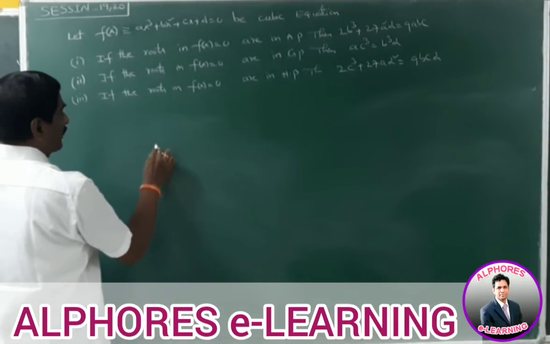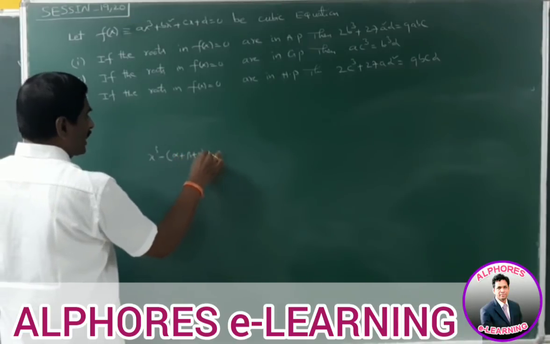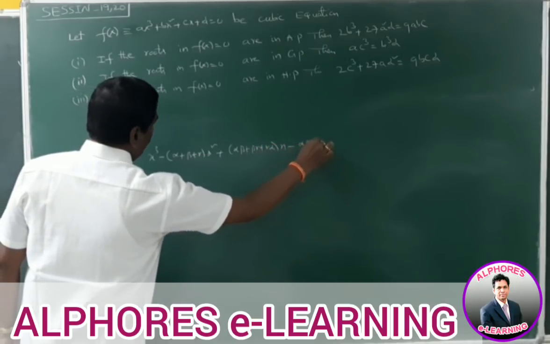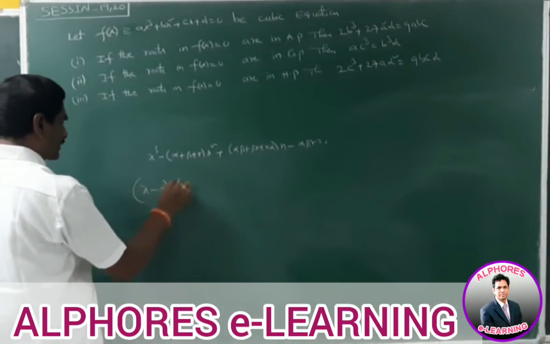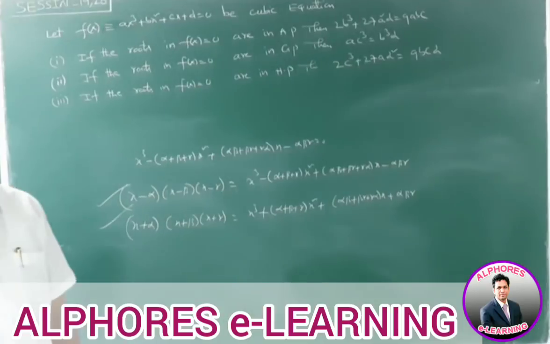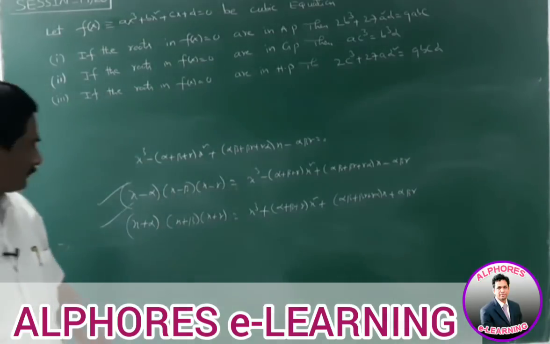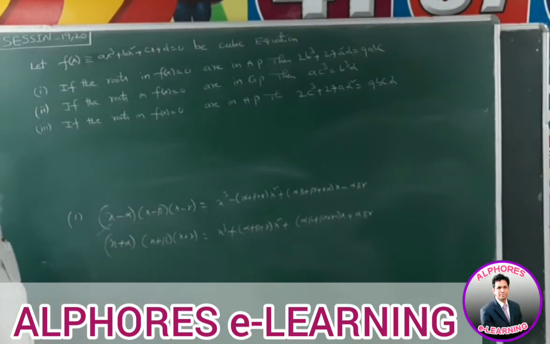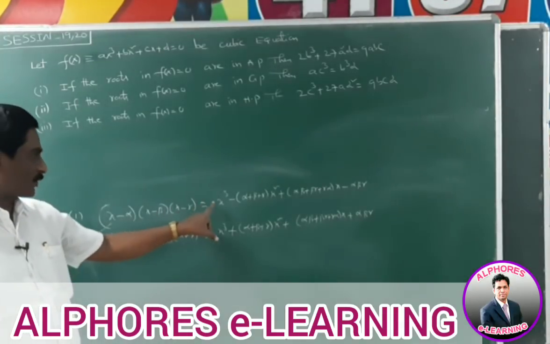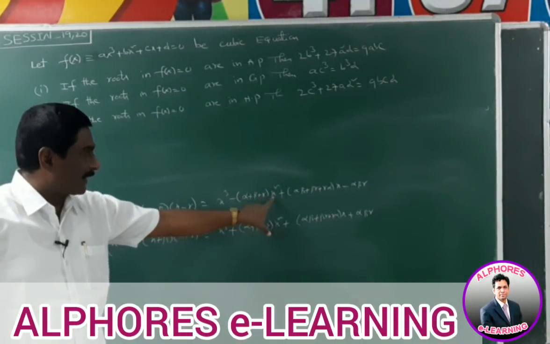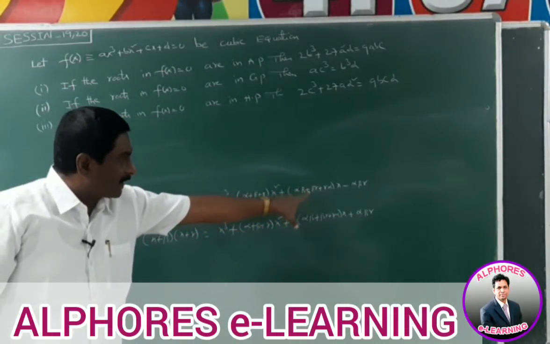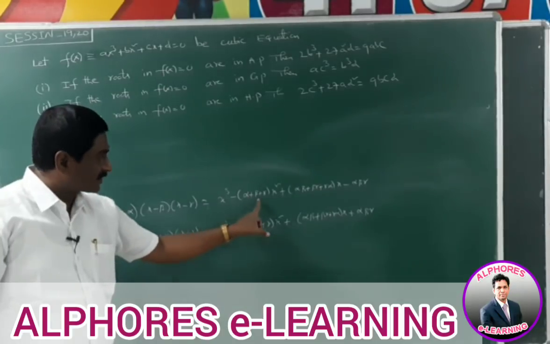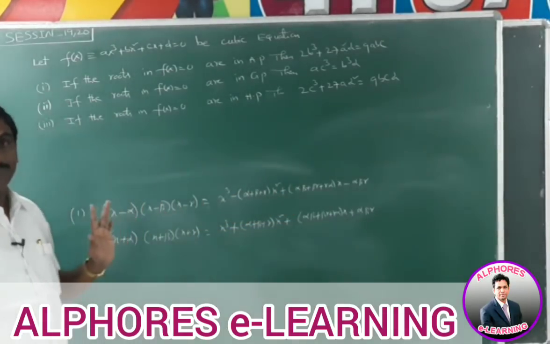Next, suppose alpha, beta, gamma are the roots of the equation. Then the polynomial equation is x cube minus alpha plus beta plus gamma into x square plus alpha beta plus beta gamma plus gamma alpha into x minus alpha beta gamma is equal to 0. Similarly, what is the expansion of x minus alpha into x minus beta into x minus gamma? Please note these points. First one, x minus alpha into x minus beta into x minus gamma is equal to x cube minus alpha plus beta plus gamma into x square plus alpha beta plus beta gamma plus gamma alpha into x minus alpha beta gamma. It is s1, it is s2, that is s3. x cube minus s1 x square plus s2 x minus s3.